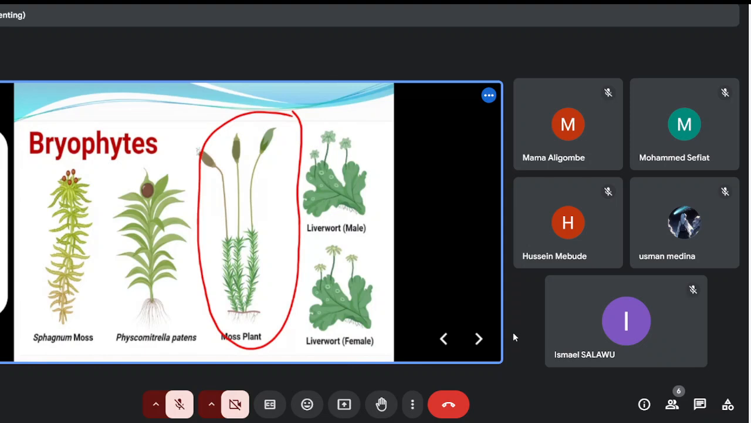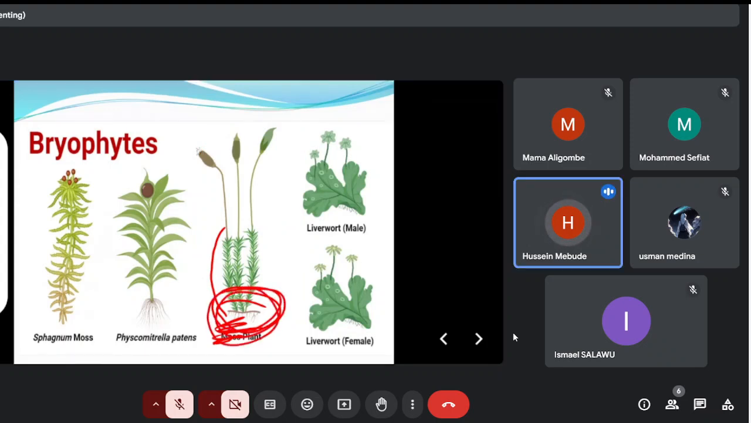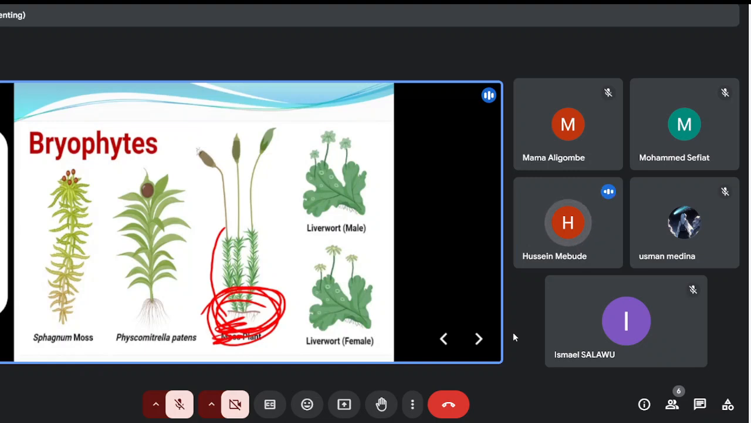Now, if you look at this part here, what will you call this part? I need response from you all. What would you call this part? What does this part look like? Leaves. It looks like leaf, but they're actually not true leaves. So they have structures that look like leaf. If you look at this part as well, the down part here, that looks like their roots, that is their rhizoids. It looks like root, but they're actually not roots.